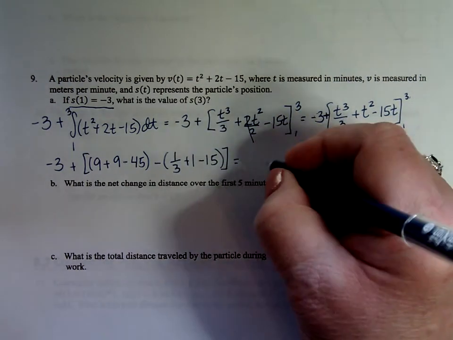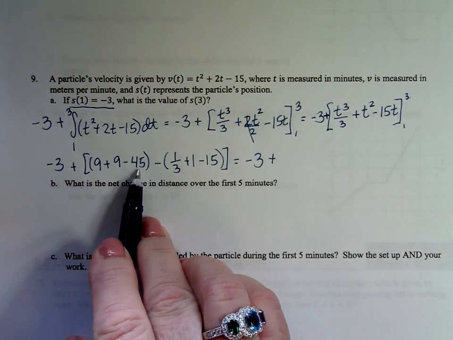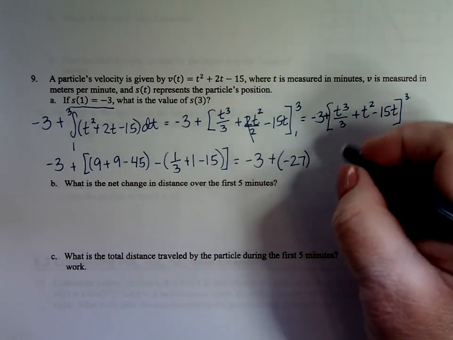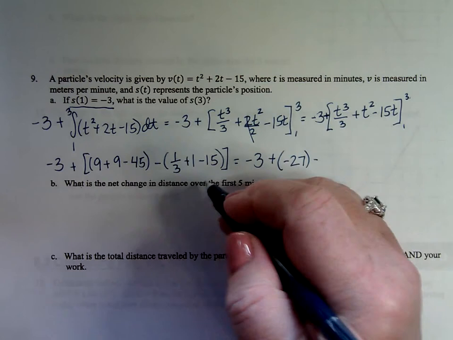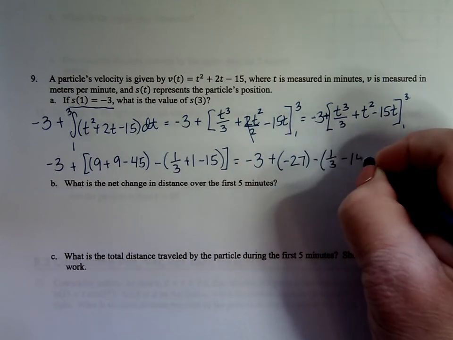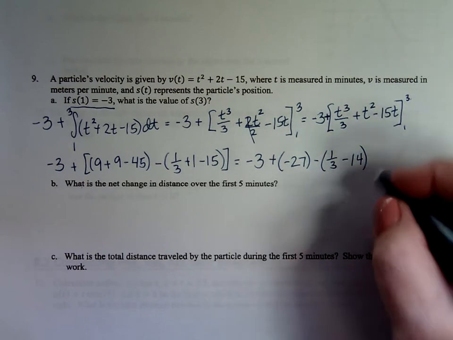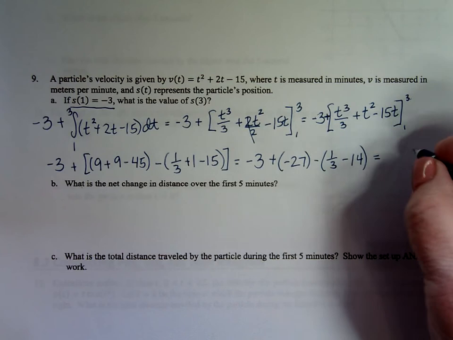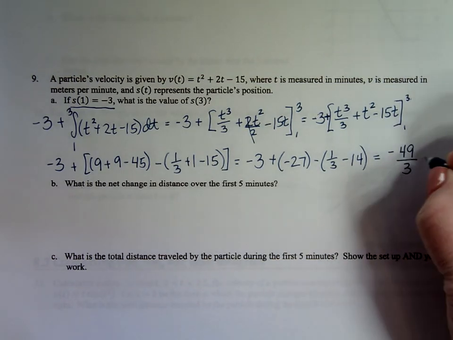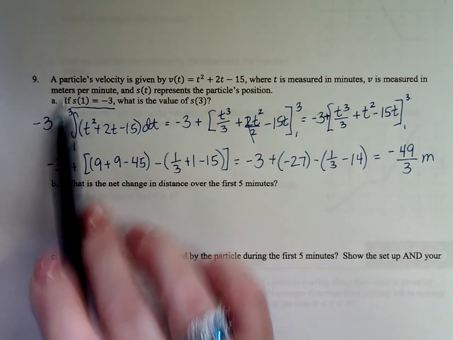Negative 3 plus 18 minus 45 is negative 27. And I have 1/3 minus 14. So I've got to go through and get common denominators, and so on. I'm not going to waste your time on a video to do that because I trust you can. So negative 49/3 is what you should come up with. This one, they did give you units, it's meters, and so there you go. That is the value of s of 3.